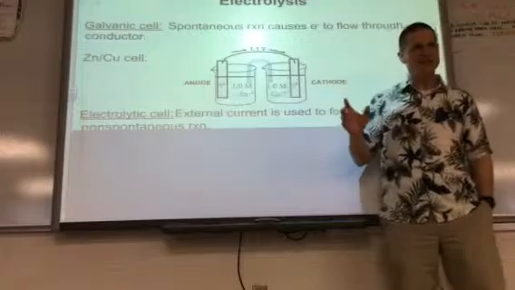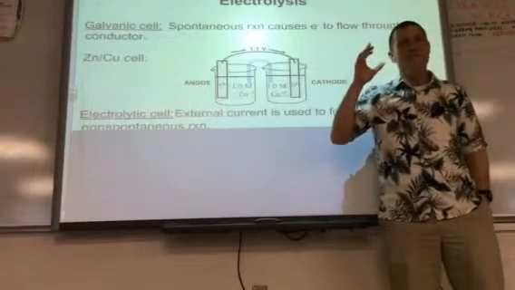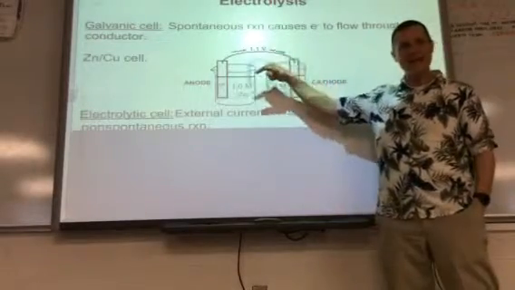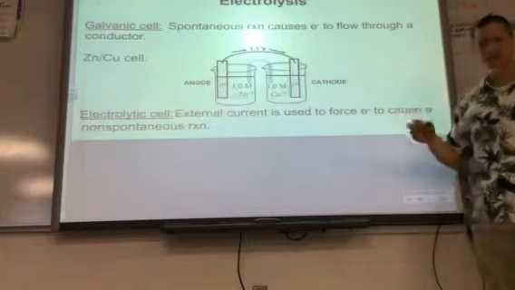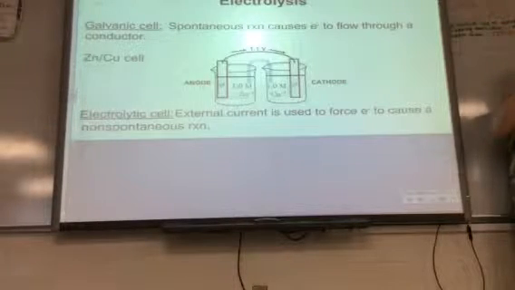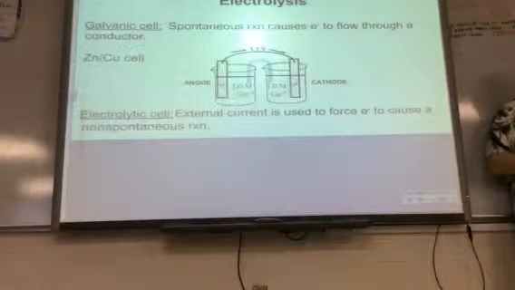In an electrolytic cell, you're going to need some help. We're going to have to force the electrons to go in the non-spontaneous direction. That's what an electrolytic cell does. We're going to have to take advantage of an external current, like something that we plug into the wall, that's going to force the electrons back in the opposite, non-spontaneous direction.